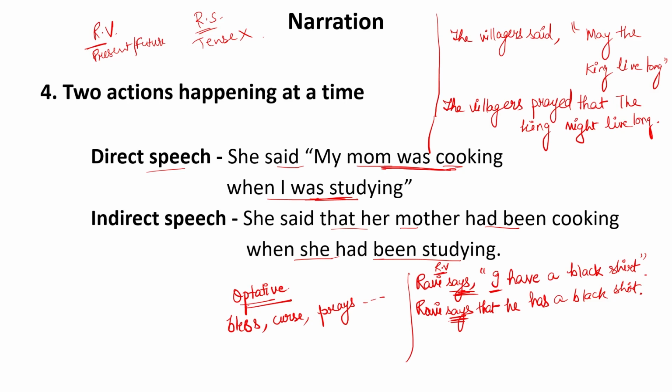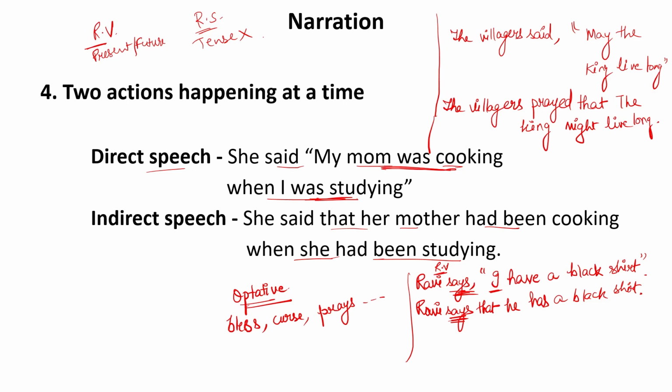Now, some points are there which we should keep in mind while we convert a direct speech sentence into an indirect speech sentence. The first thing, the subject of the reported speech. For example, if the reported speech subject is a first person pronoun, it has to be changed according to the subject of the reporting verb. If it is a second person pronoun, it has to be changed according to the object of the reporting verb. But if there is no object in the reporting verb, it can be changed with a first person pronoun or with a third person pronoun, as the case may be.